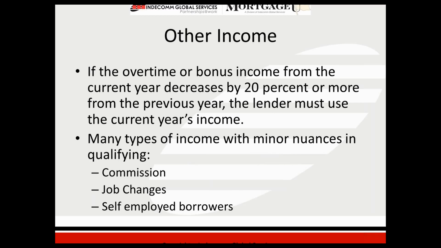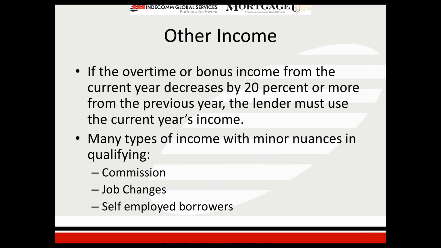Overtime and bonus, that's still on page 6 of your job aid. Look at the trends for the overtime and bonus income. If the overtime or bonus income from the current year decreases by 20% or more from the previous year, you must use the current year's income. Here's another one of those cases where the 4000.1 HUD Handbook states the math that's used for certain income types.